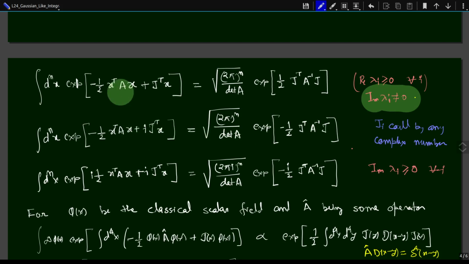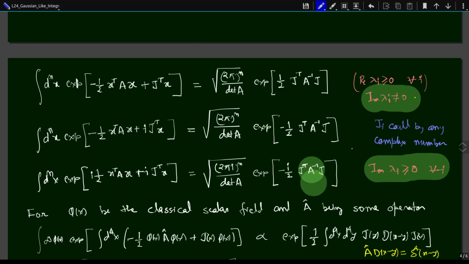Now I make a change. Again here j can be any complex number. Entries of j could be any complex number. Now here j is replaced by ij, and all it changes is the sign in the exponent. Apart from that, if I also change A into minus iA, then that changes A in the inverse, and the expression becomes minus i by 2 j transpose A inverse j. And here again the condition is that j could be anything, but the imaginary part of lambda i has to be greater than or equal to 0.